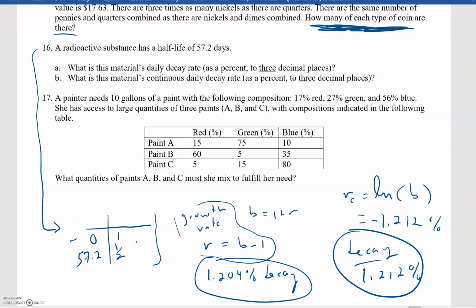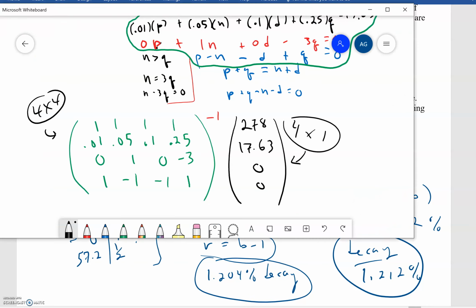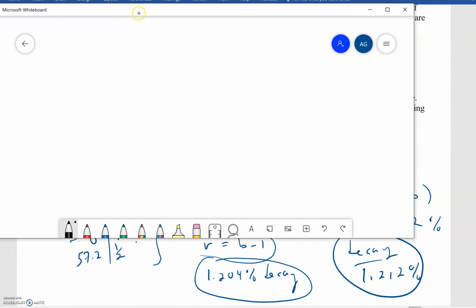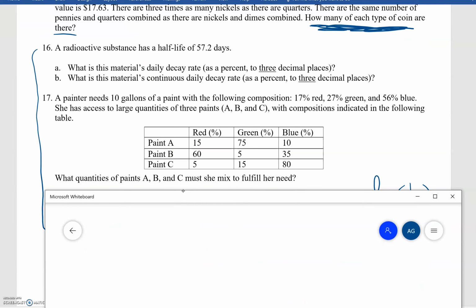So with any word problem, we have to start by looking at the question. And our question says what quantities of paints A, B, and C. So my variables are going to be A, B, and C. So A will be gallons of paint A, for example. B will be gallons of paint B, and C will be gallons of paint C. When I get to the calculator, I'll have to do this as X, Y, and Z, but for the moment, I'm going to leave it A, B, and C.